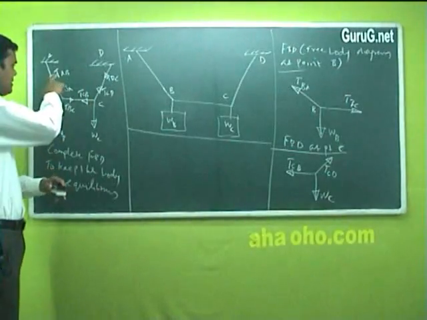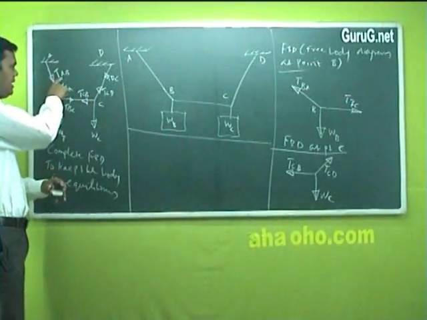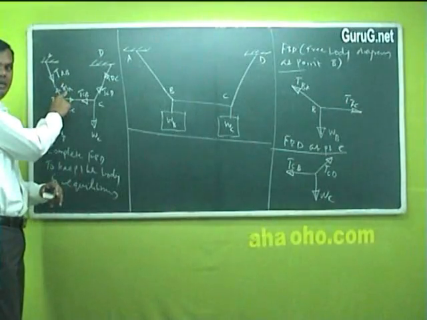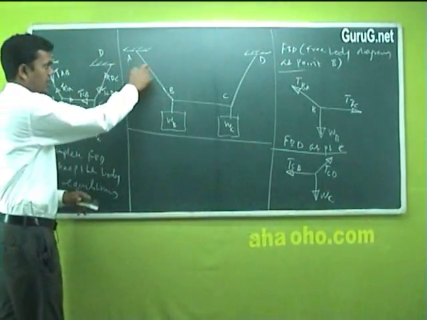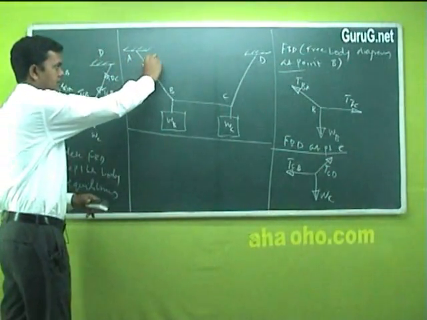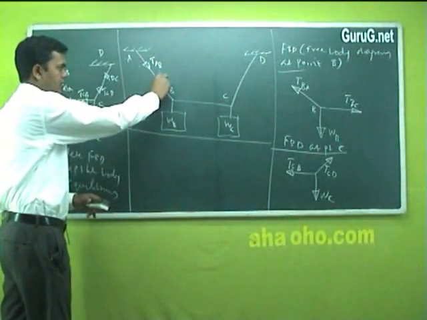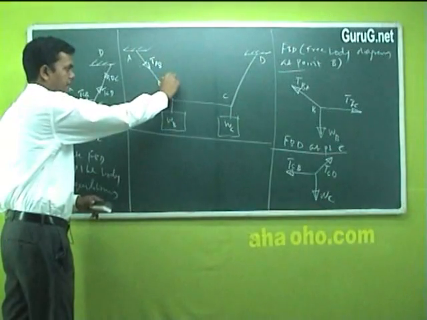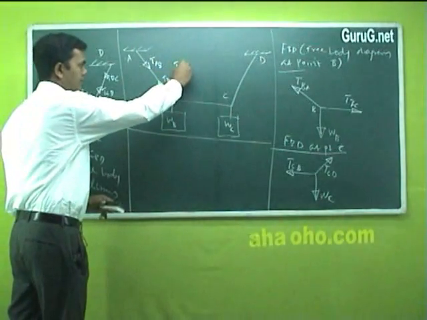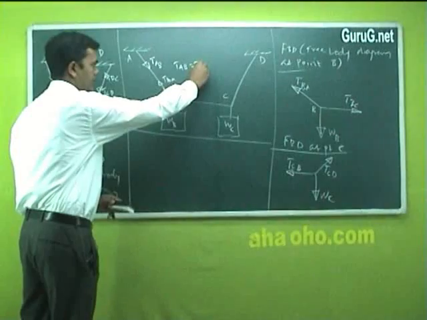So I can say this inclined value of TAB should be equal to TBA in this direction. I'll say like this: tension from A to B should be equal to tension from B to A. I'll write TAB is equal to TBA.